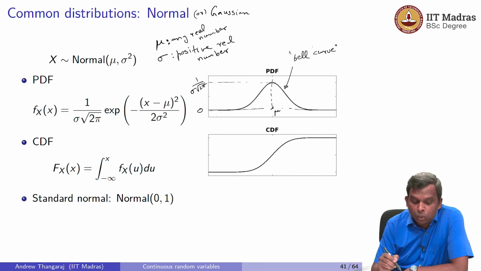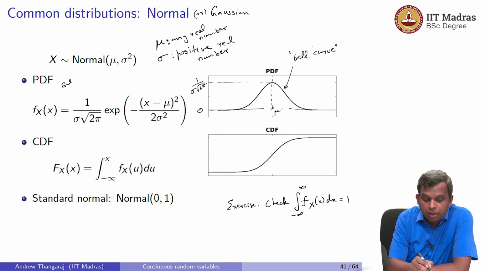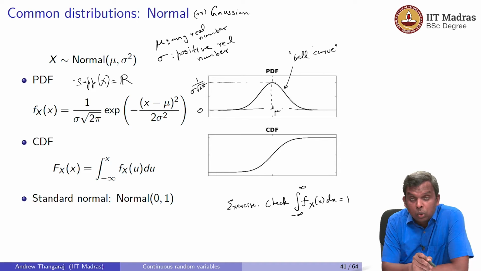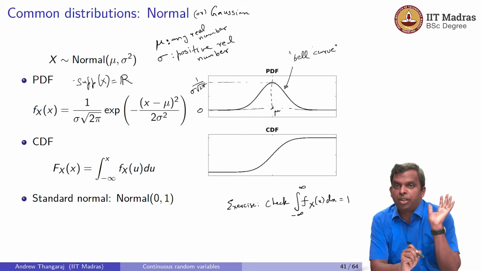Why does it integrate to 1? It's a complicated thing to show. So I will leave you to look it up. It's an exercise to check that the integral from minus infinity to infinity of f_X(x) dx equals 1. Another thing to remember is the support of X is the entire real line. So a normal random variable can take any real value, from minus infinity to infinity.